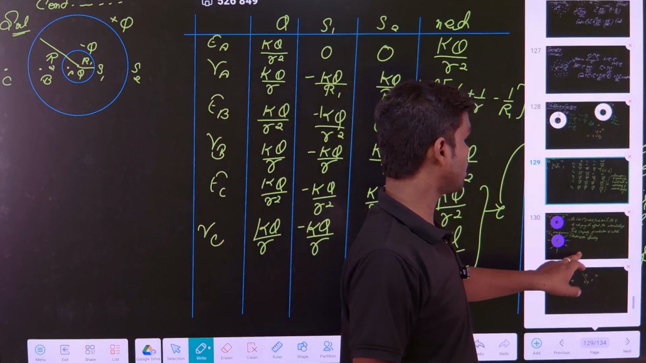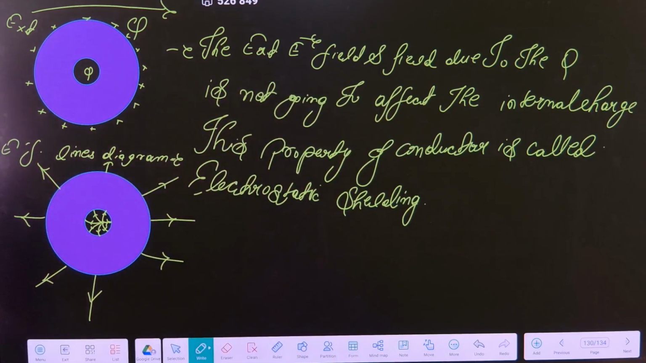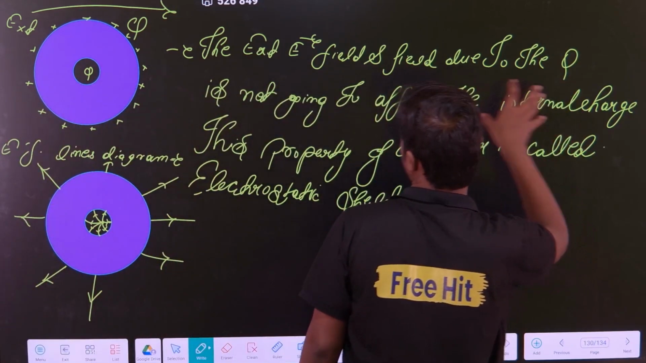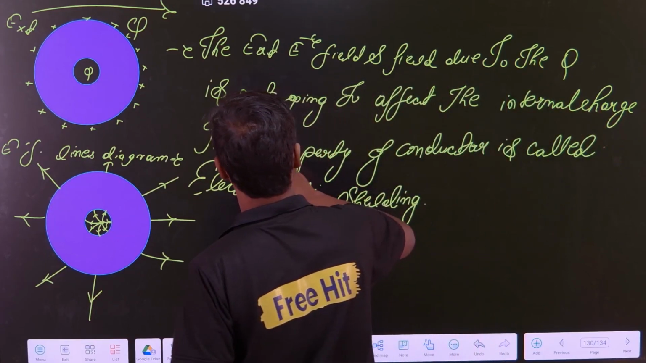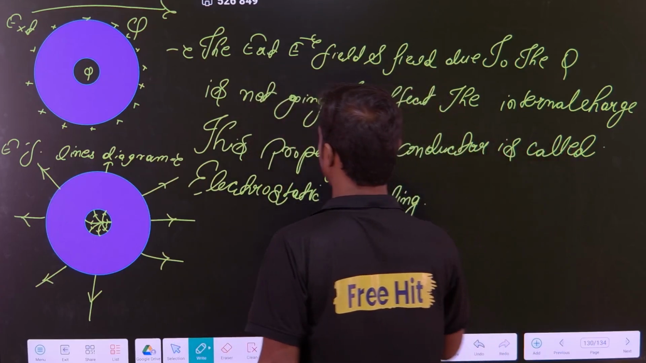From here we get a very good property that is called electrostatic shielding. What is electrostatic shielding? The external electric field due to the charge Q is not going to affect the internal charge. This property of a conductor is called electrostatic shielding.